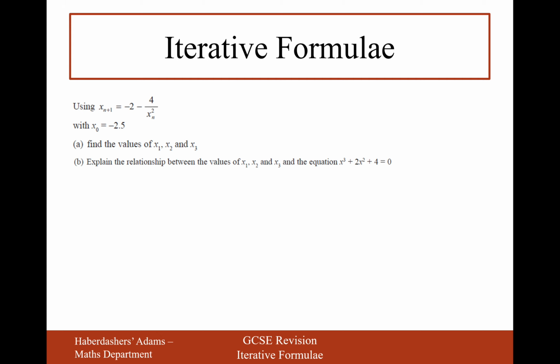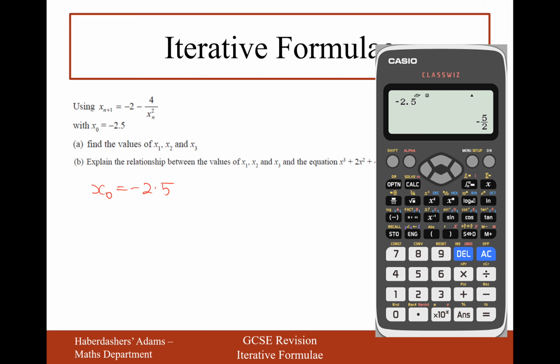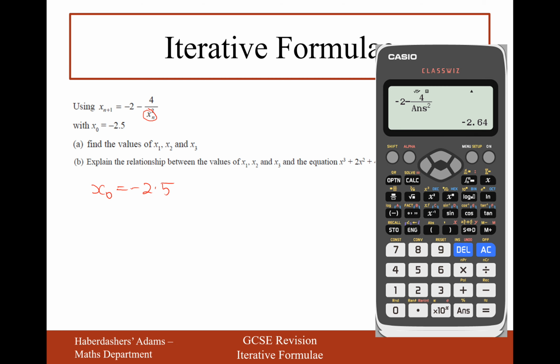Okay, so using xn plus 1 equals minus 2 minus 4 over xn squared with x0 equals minus 2.5, find the values of x1, x2 and x3. So let's load the calculator with minus 2.5. I've used the negative number button here, negative 2.5, and then I'll type out this formula using the answer button where it says xn. So let's do that then, minus 2 minus 4 over answer squared, and the next number in the sequence here will be minus 2.64. That's x1, we've got 2 and 3 to go.